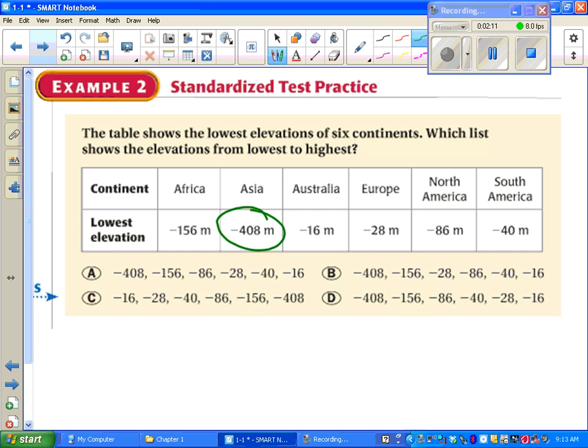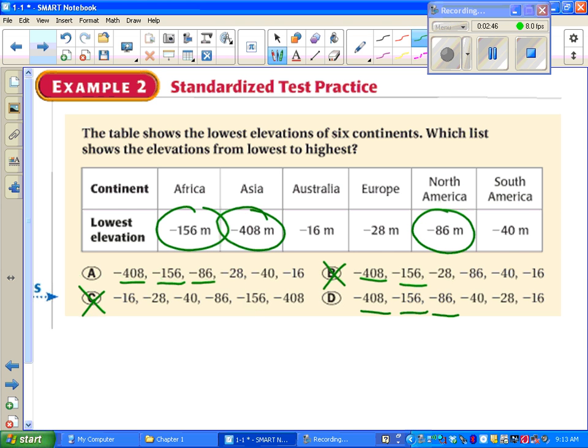Looking at our answer choices, we can already throw out one choice, C. Our next number should be -156. Notice the rest of these all had -408. Our next biggest negative is -156. A has it, B has it, and D has it, so that didn't help us much. Looking at what's left, we have -86 as our next biggest negative. A has it, B does not have it, and D has it. So far we've gotten rid of half of our choices.